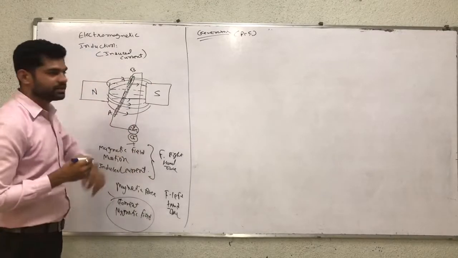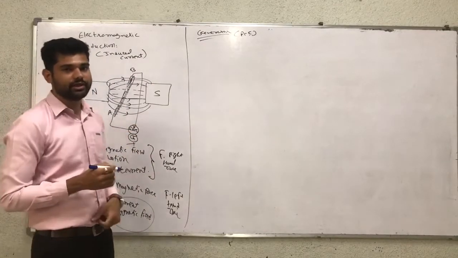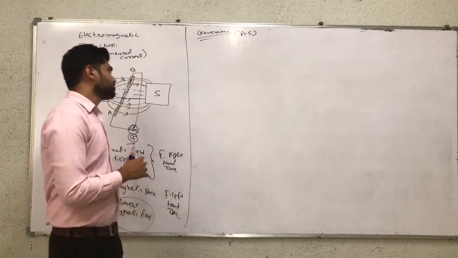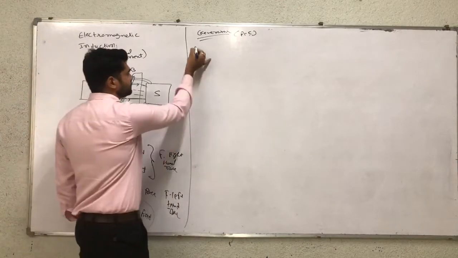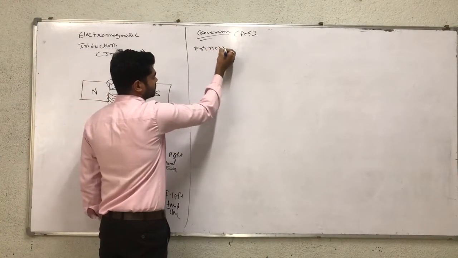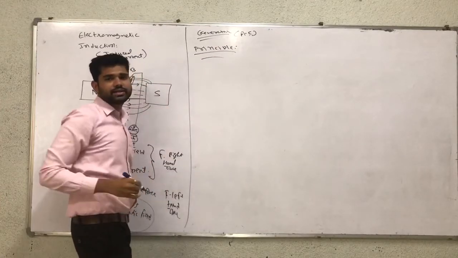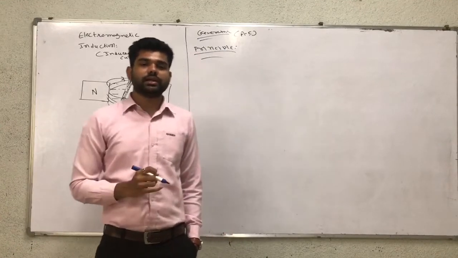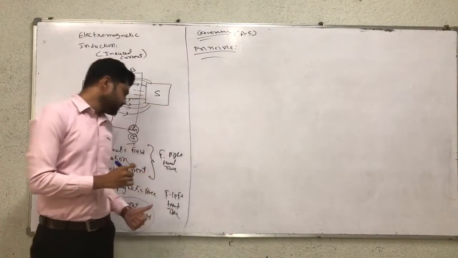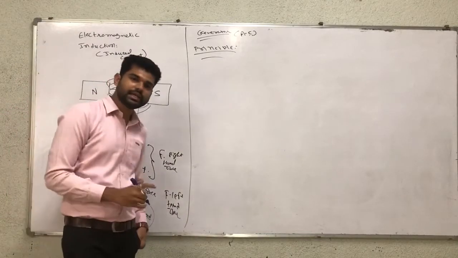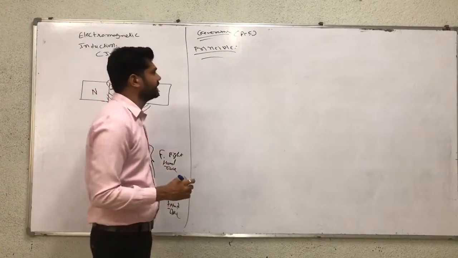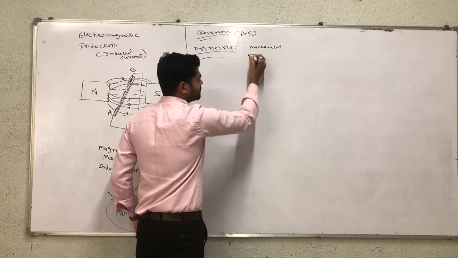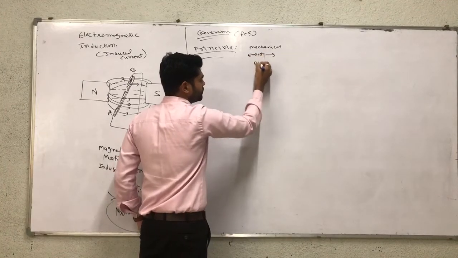Generator means produce electric current. So in this diagram, the concept is how to produce electric current. First understand the principle. The principle of the electric generator is that mechanical energy is converted into electrical energy. In the previous lesson, the electric motor converted electric energy into mechanical energy. In the electric generator, mechanical energy is converted into electrical energy.